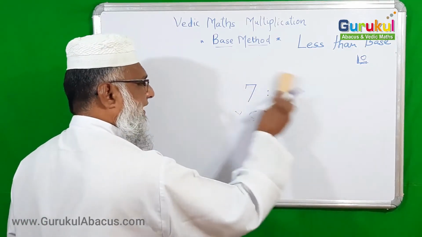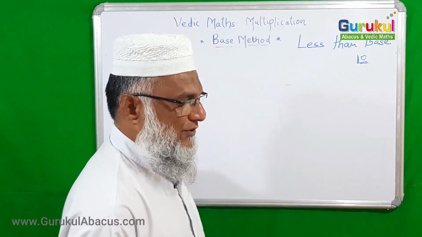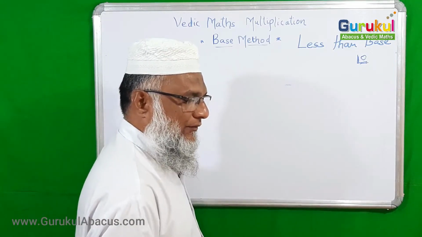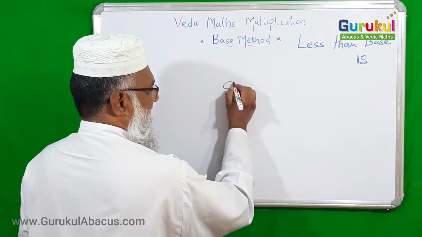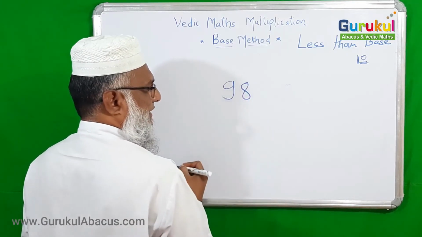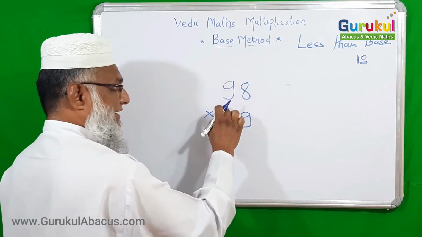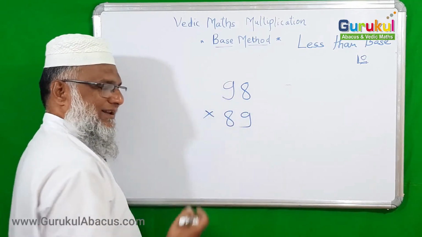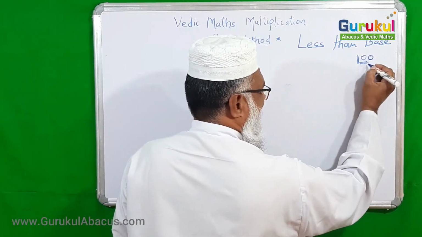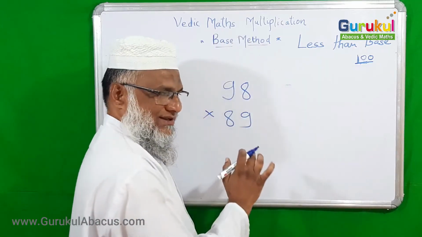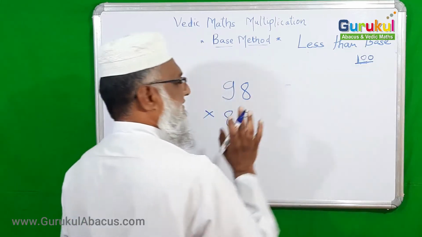Okay, another example we will solve, so then again you will be more clear by doing it. Now we are taking 2-digit numbers. Suppose our example is 98 multiplied by 89. Then here we can define the base as 100 because both are near the base, and we know we are learning the less than base type, which is the first type we know.